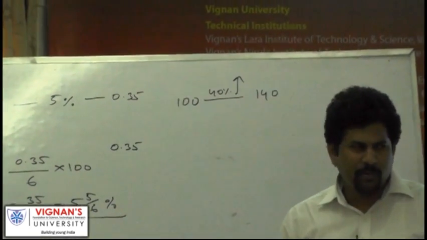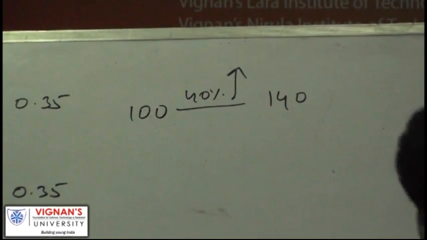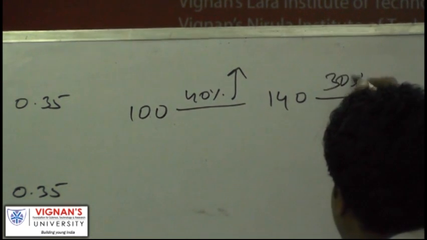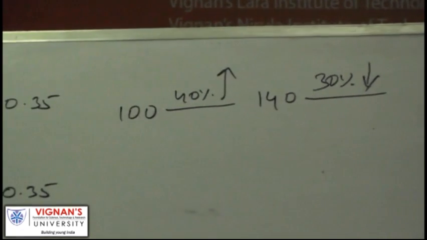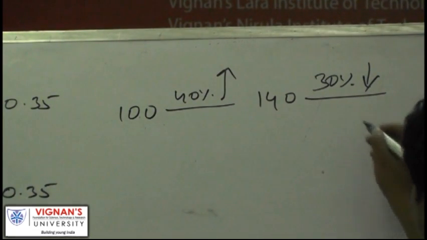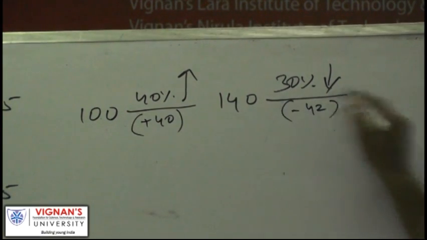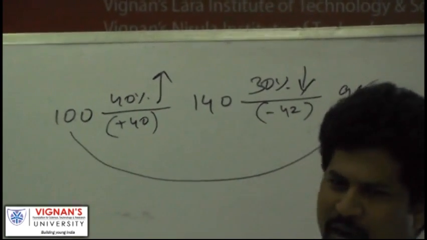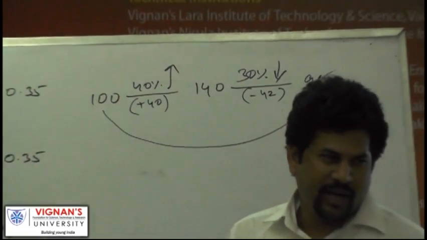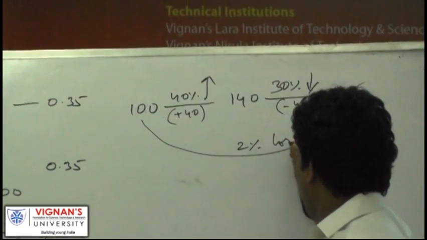Now on this market price, what percent of discount is given? 30%. What is 10% of 140? So then what is 30%? 3 14s. 3 tens are 30, 3 fours are 12. So 42 rupees discount is given on 140. So 42 reduced. It means you are selling it for 98. You bought it for how much? 100. You are selling it for how much? 98. Are you getting profit or loss here? So 2% loss.